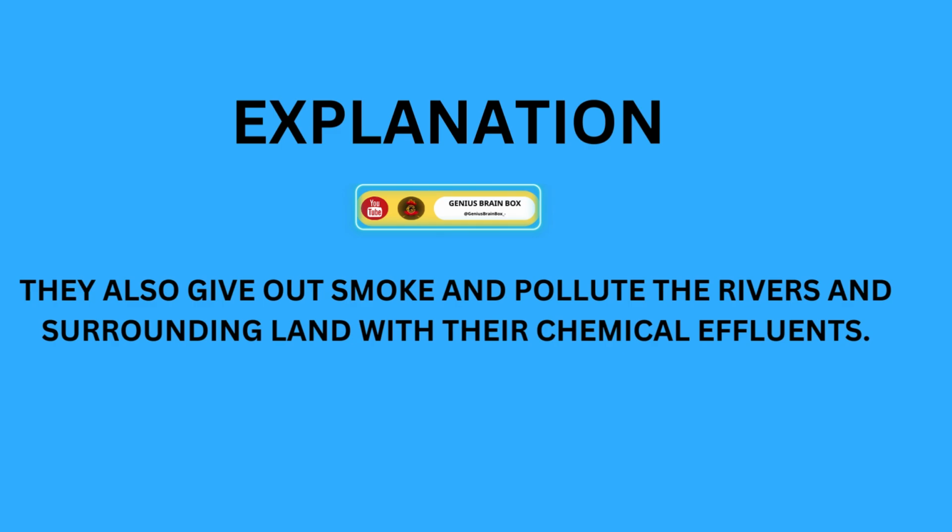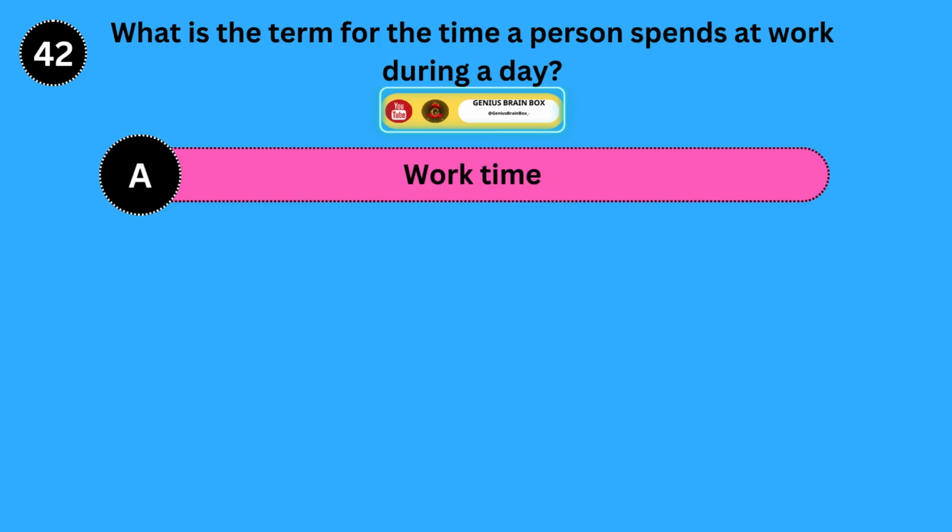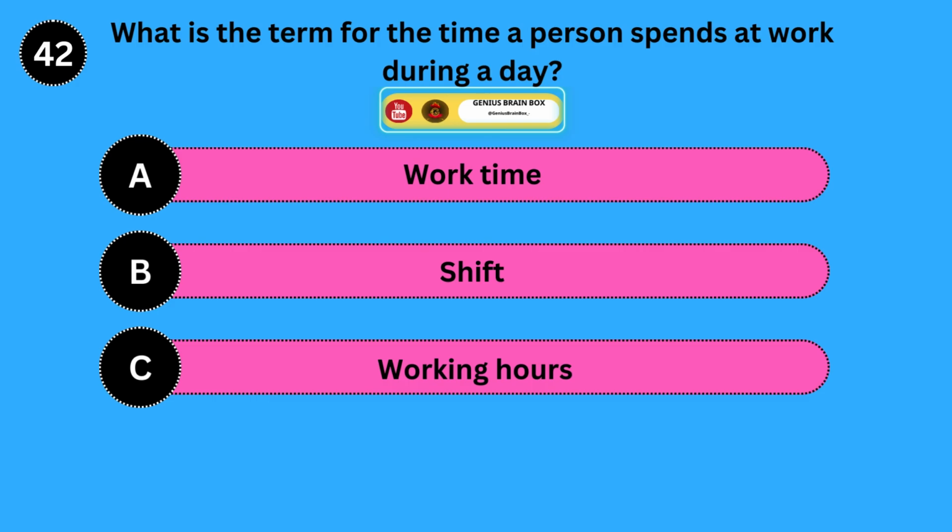Explanation. They also give out smoke and pollute the rivers and surrounding land with their chemical effluents. What is the term for the time a person spends at work during a day? Option A, work time. Option B, shift. Option C, working hours.